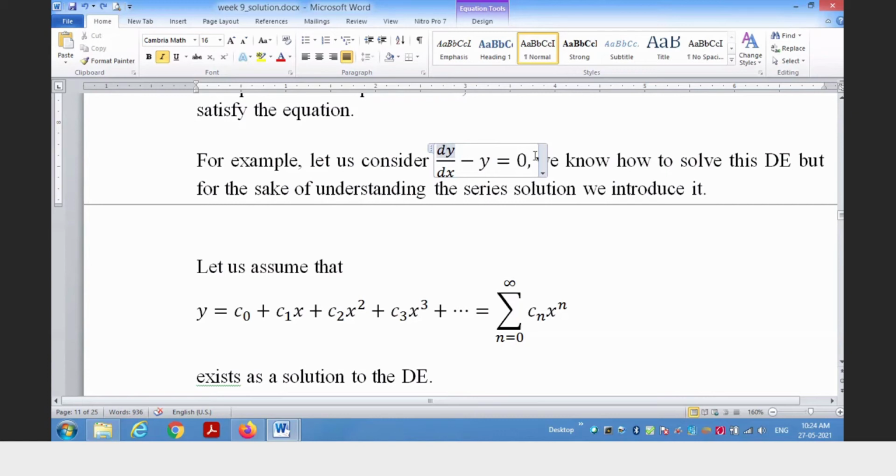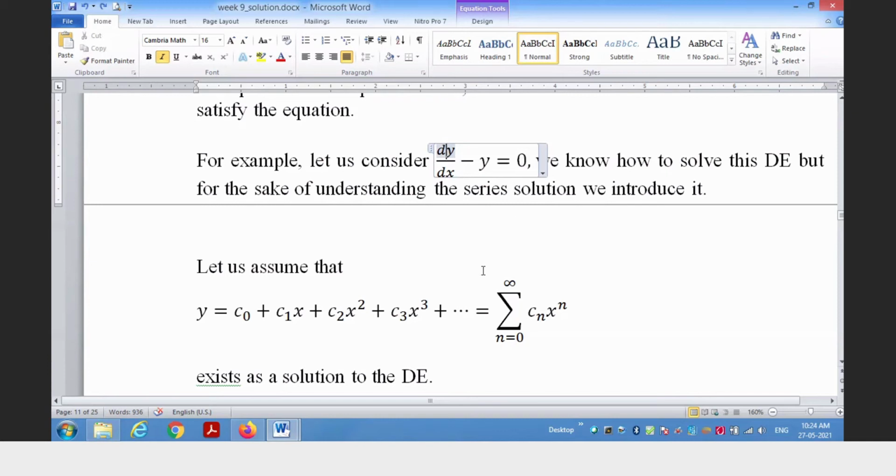Later on, we will do this. That is the solution, y equal to C or K e to the power of x. But now we don't want to write the solution in that form. We want to represent the solution in terms of series.